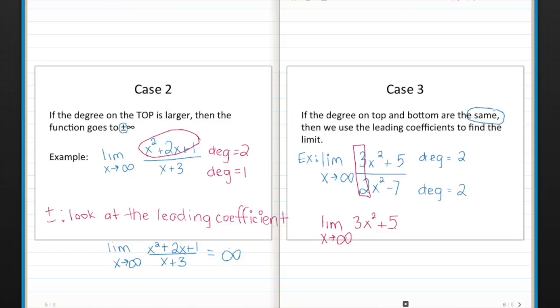So our limit as x approaches infinity of 3x squared plus 5 over 2x squared minus 7 will equal 3 over 2.